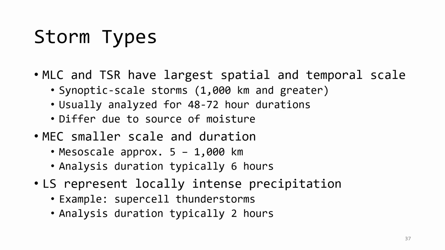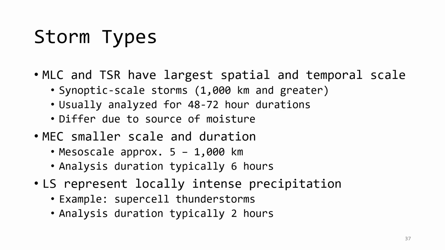MECs are smaller in scale and duration, but may still be fiercely intense. They belong to the mesoscale classification of meteorological events, with a typical scale from 5 to 1,000 kilometers. They're typically well-organized convective systems, such as mesoscale convective complexes, that have a complex spatial pattern of precipitation with cells that can be very intense locally. The typical analysis duration for these kinds of storms is 6 hours, although a mesoscale convective system can be longer lived than that. They're typically very fast-moving, so the rainfall at any location can be very brief but very intense.